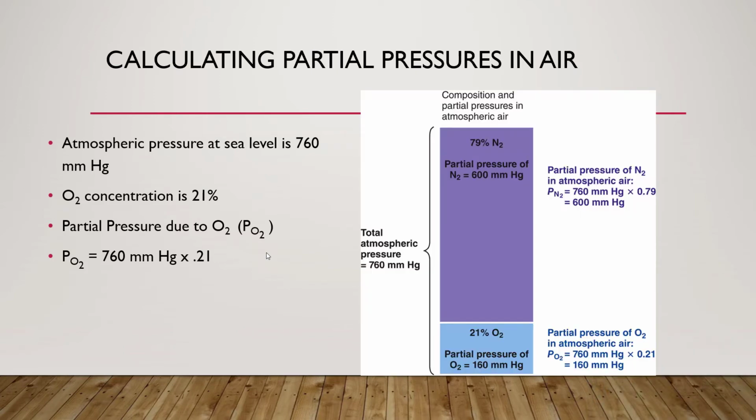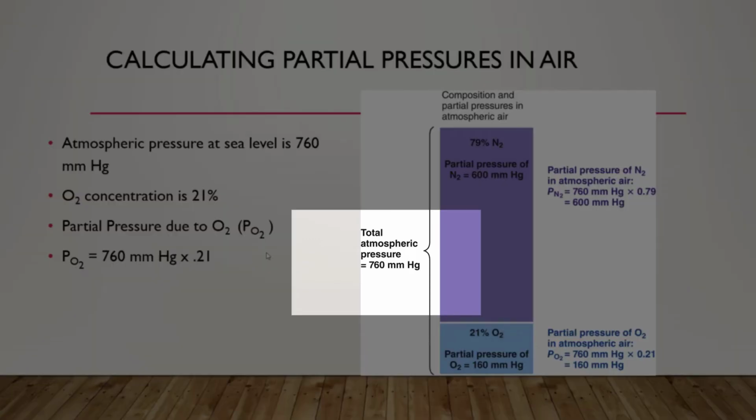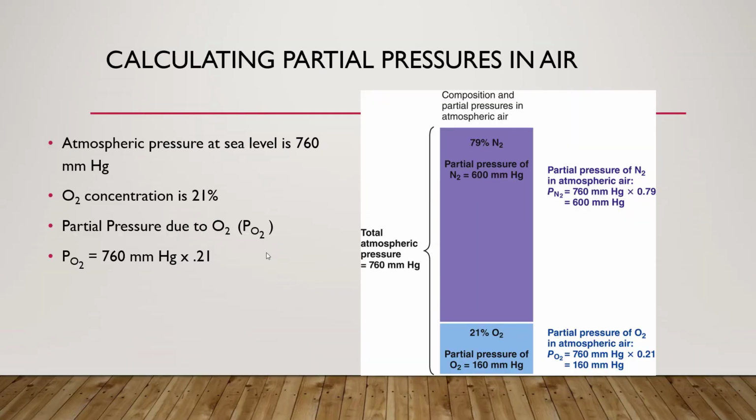Okay, this is a picture that I'd like you to spend just a little bit of time on, that's showing the partial pressures of oxygen and nitrogen. It doesn't show CO2, but it does show oxygen and nitrogen. And again, the total is 760. Nitrogen is the most common gas, so we expect it to have the greatest impact on the pressure. Oxygen is only responsible for about 1/5 of the molecules, so we expect it to have about 1/5 of the pressure.